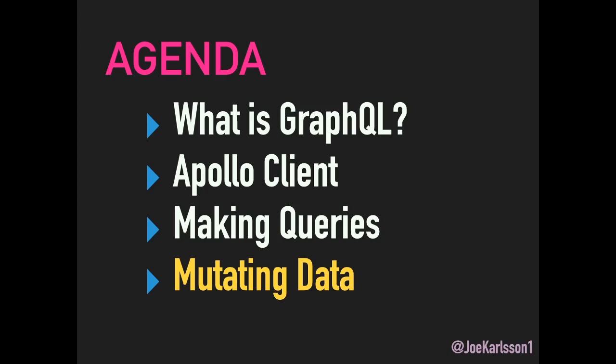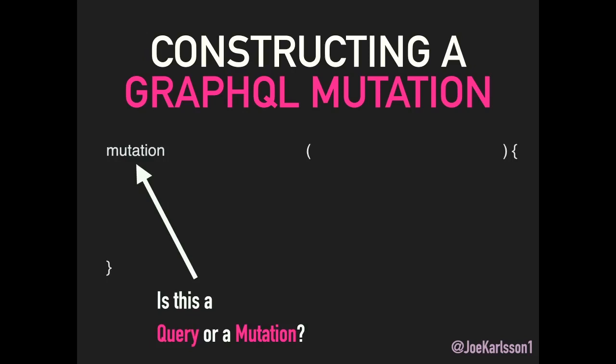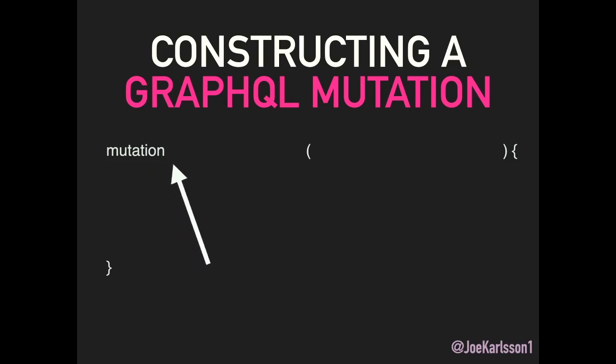Okay, so same thing, right? I want to go through constructing a GraphQL mutation. I will note this is slightly different than constructing a query, and we're going to be going through those differences here. But first thing we want to do is define whether it is a mutation or a query. Obviously, we're doing mutations here, so we're going to define it as a mutation.